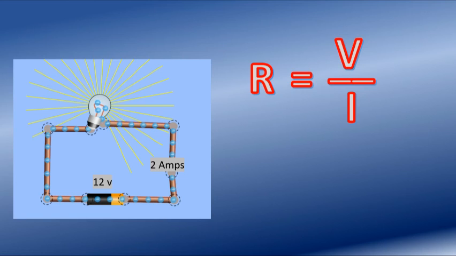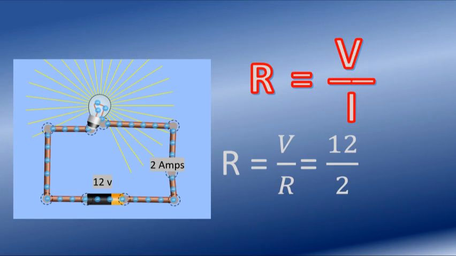So here's an example you might see, voltage of 12 volts, a current of 2 amps. You don't know the resistance, so you just divide those and then you get the resistance in that circuit.